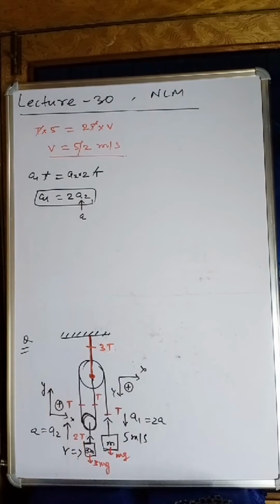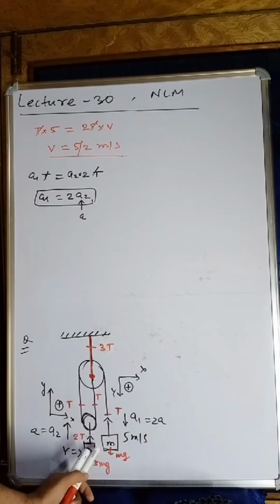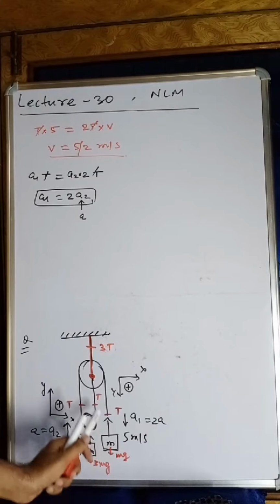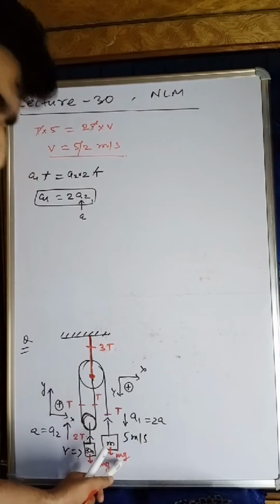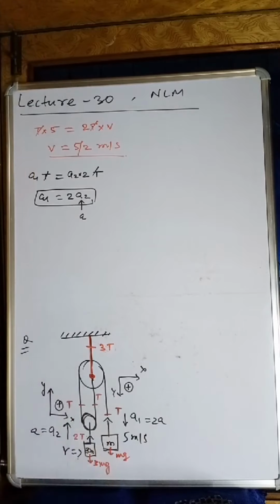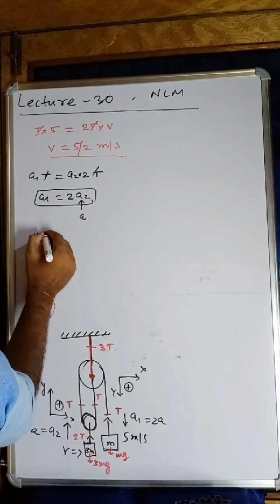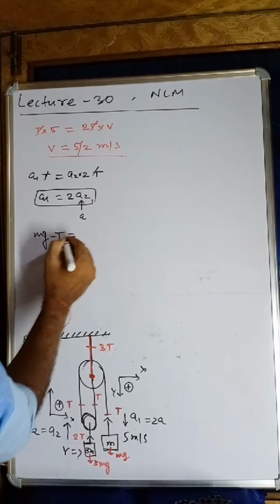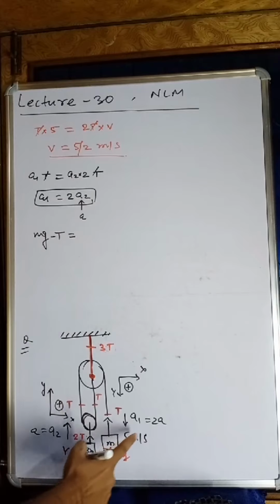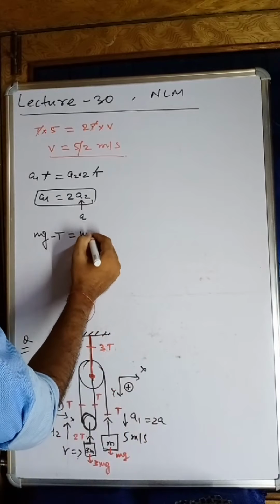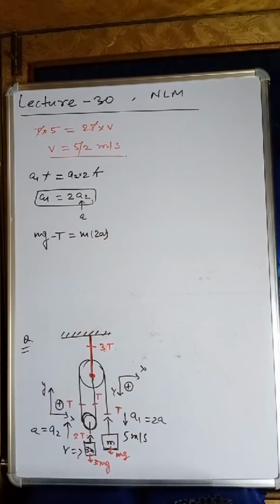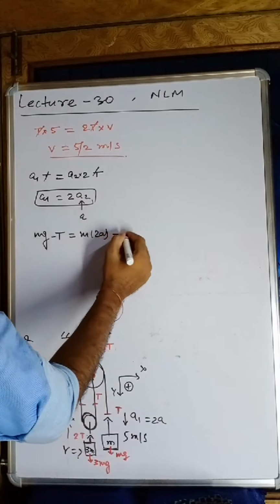Alright. So for this body we are writing who is responsible to take this block down. It is mg. So mg minus t is equal to ma. How much? It is 2a. Alright. Now this is the equation 1.